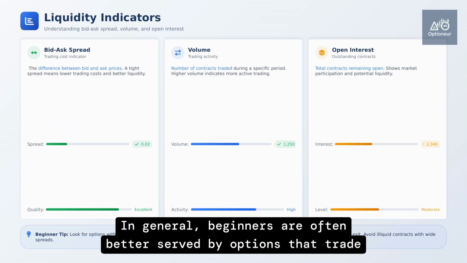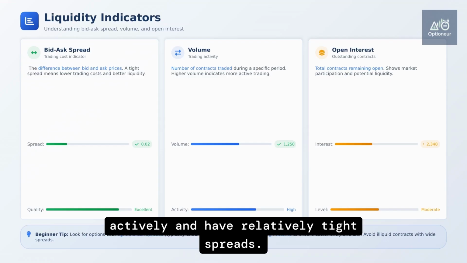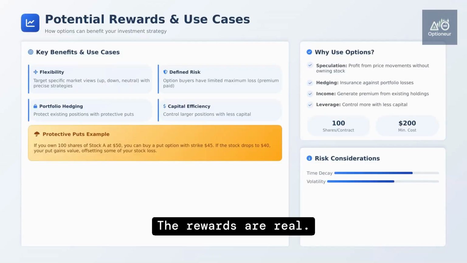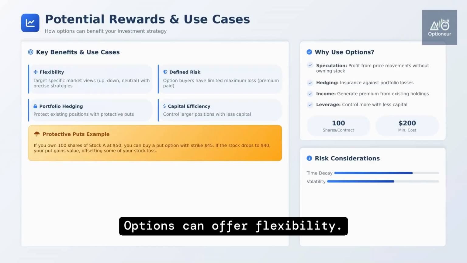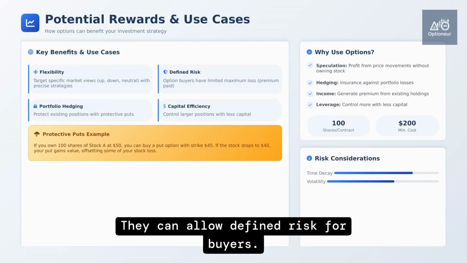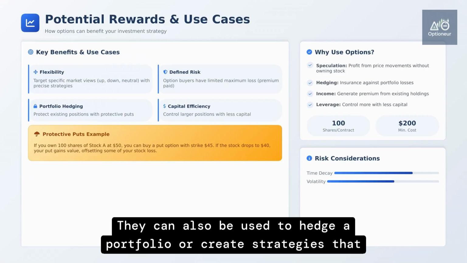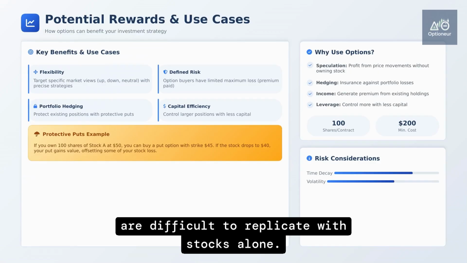In general, beginners are often better served by options that trade actively and have relatively tight spreads. Now, let's discuss the potential rewards of options. The rewards are real. Options can offer flexibility, they can allow defined risk for buyers, they can provide leverage, they can also be used to hedge a portfolio or create strategies that are difficult to replicate with stocks alone.